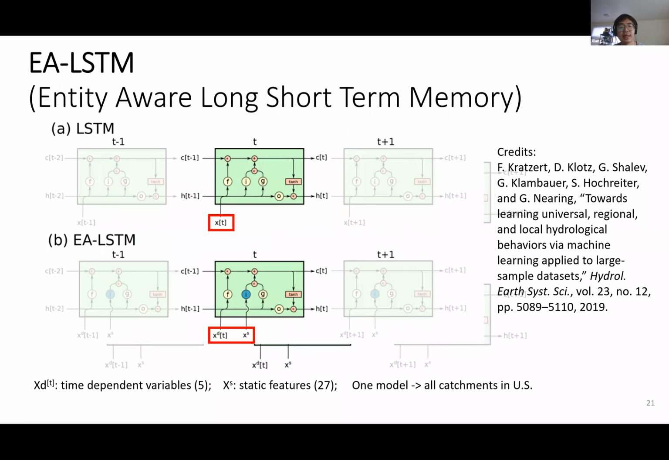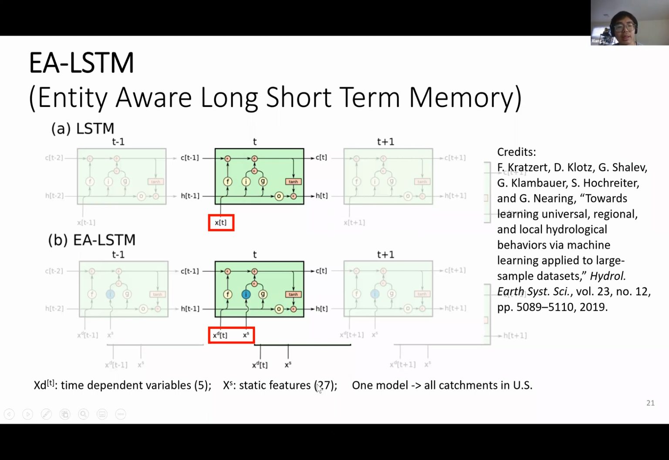And this is another technique. This is another variant of the LSTM I just mentioned, designed by Kratzert and colleagues. This is a paper published in 2019 to tackle the question of how to build a global model to learn basin similarities. In addition, they show some improvement over an easy and straightforward implementation of LSTM. They built another variant of LSTM called EA-LSTM, the entity-aware long short-term memory network.